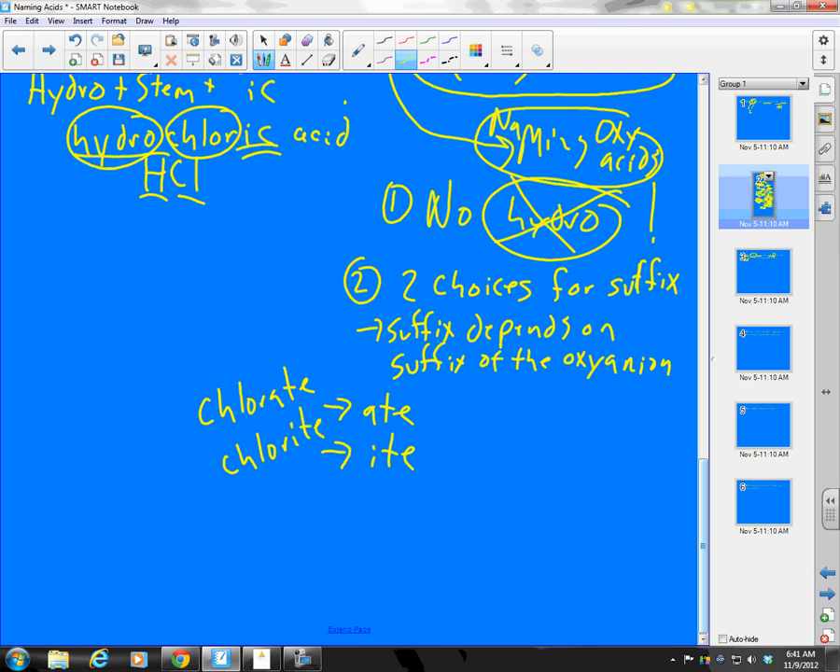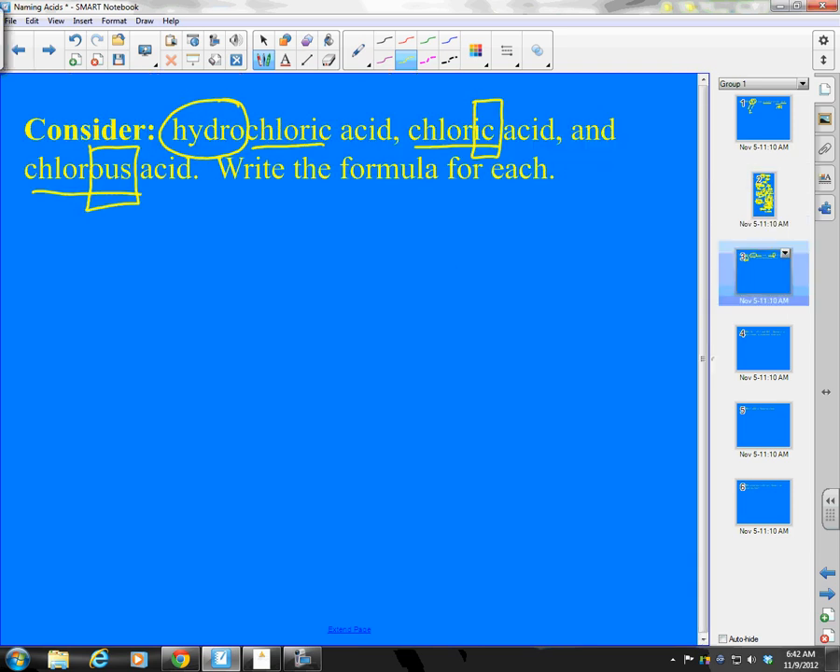So if my anion ends in ate, then my acid ends in ic. If my suffix on my oxyanion ends in ite, then my acid ends in us. All right? So that's all there is. So we'll take a stem and add a suffix. And the suffix is either ic or us.